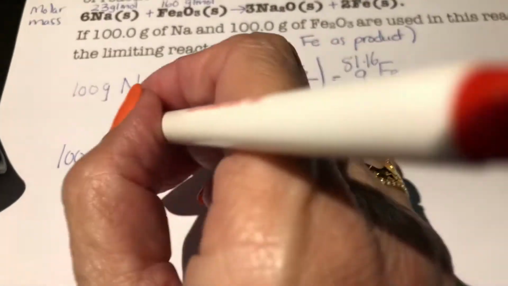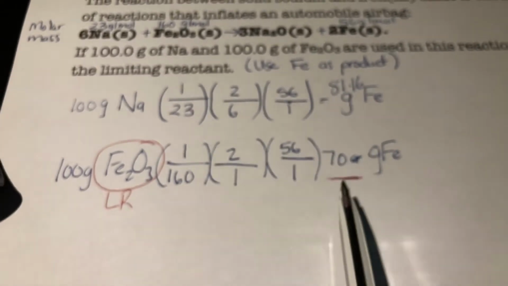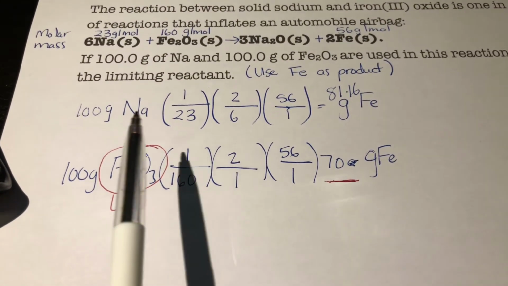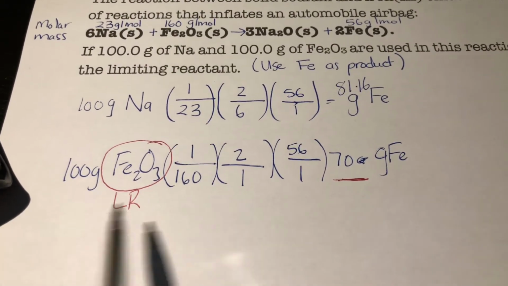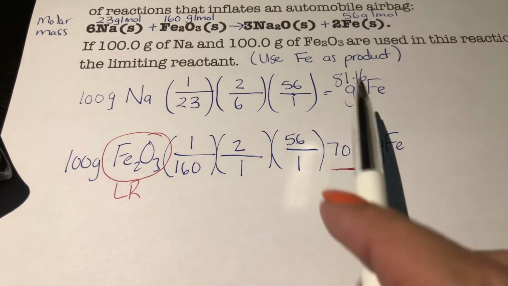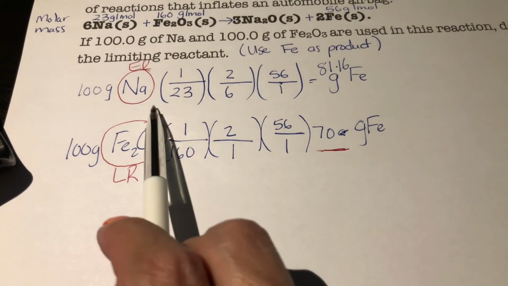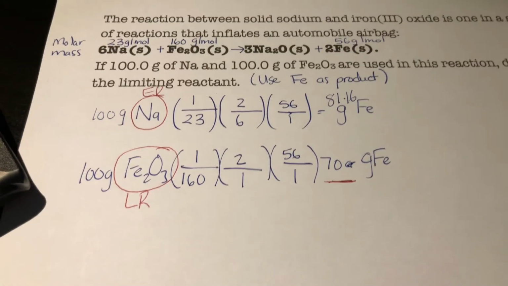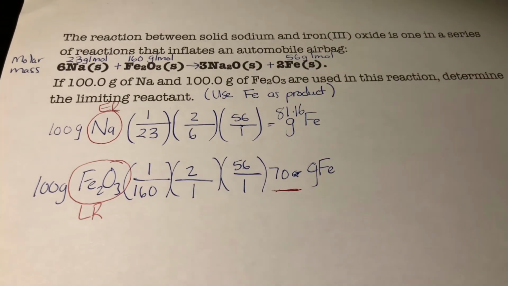Okay, so the 70 grams is the least because 70 grams is the lowest number. Because this is my lowest number, iron oxide is my limiting reactant. This one gives me the least iron, which means all my iron oxide will be used up. I will still have sodium left. This one gives me more iron, so that is my excess reactant. So sodium is the excess reactant, because I get more iron there than here. Because I get less iron here, this is the limiting reactant. Okay, so this is when you're doing mass to mass to calculate the limiting reactant.